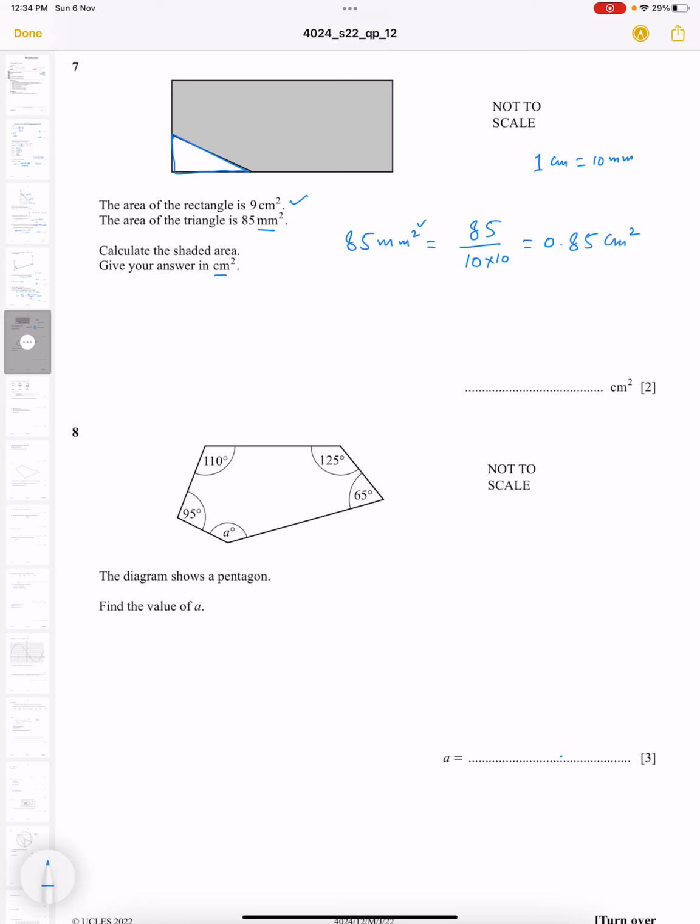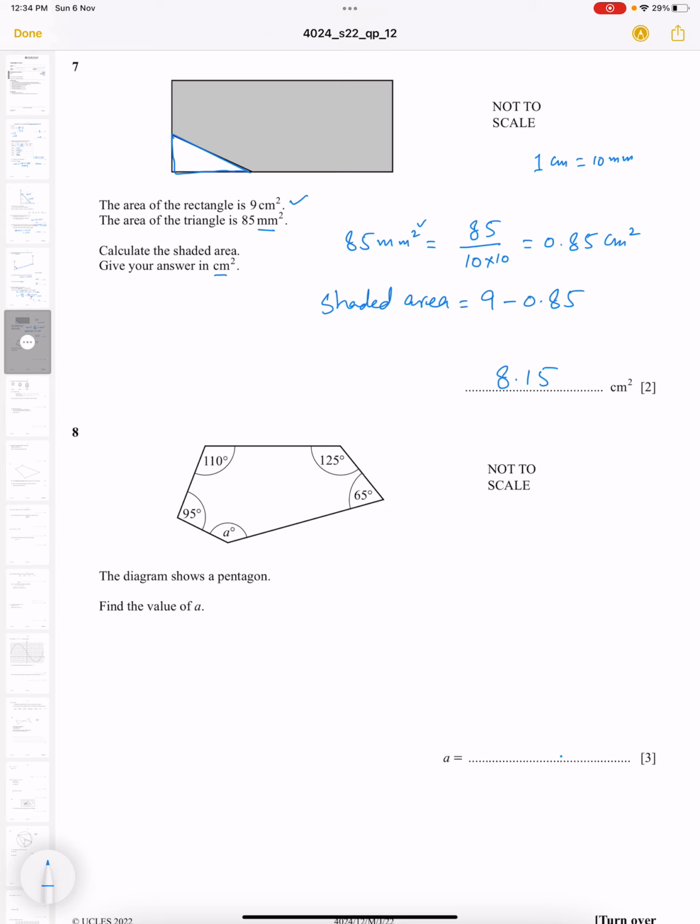Now after subtraction, we can find out the shaded area. That will be 9 minus 0.85. That will give us 8.15 centimeter square as the area.